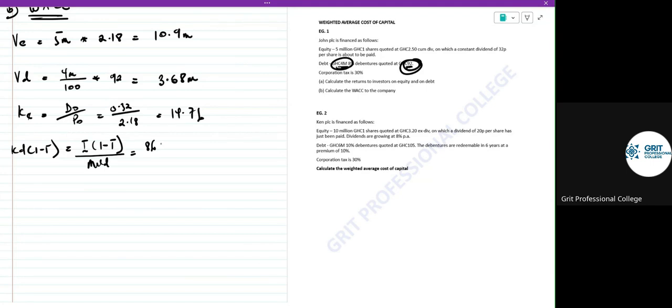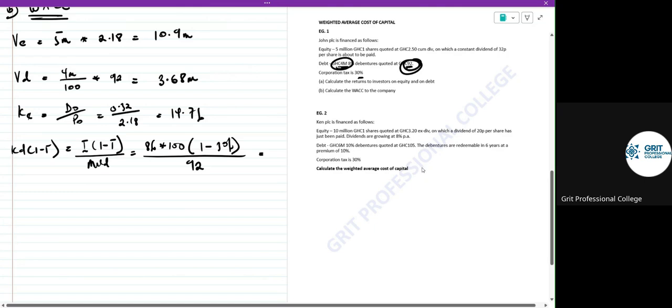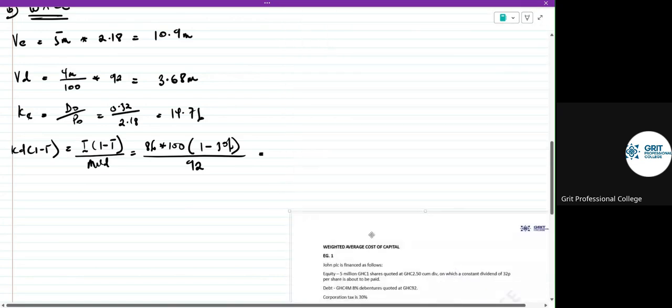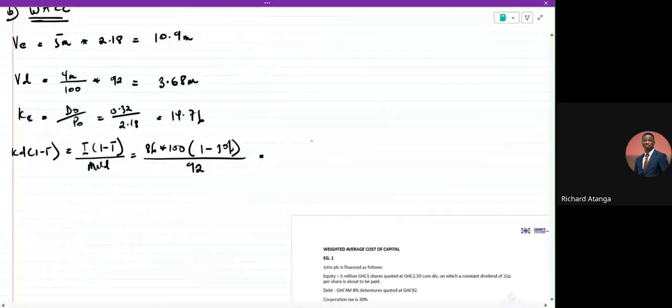You can look at it in so many ways. So 8% by 100 into bracket, 1 minus, the tax rate is 30%, I believe, 30. Whatever you have here, you divide it by the market value, which is 92. And then that'll give us how much? 6.09%.